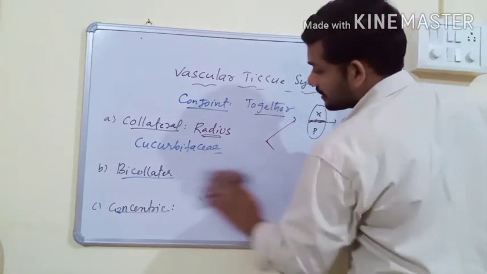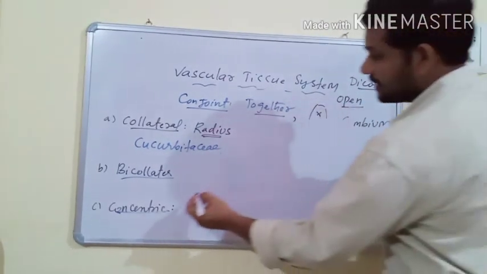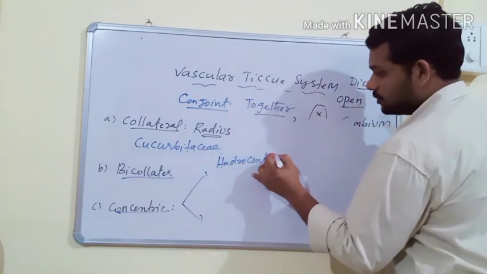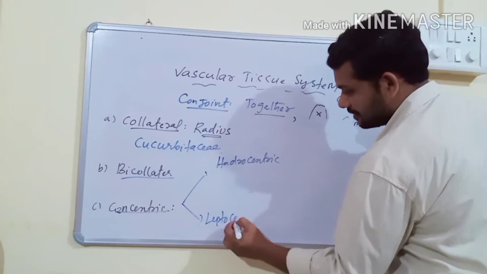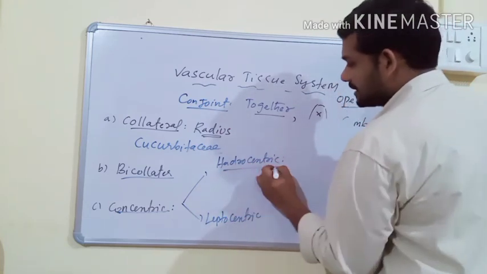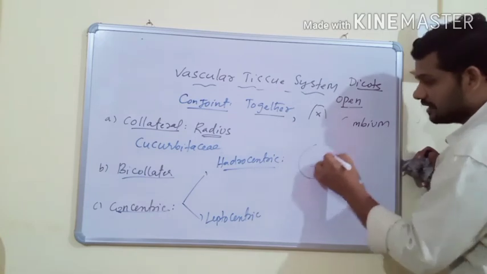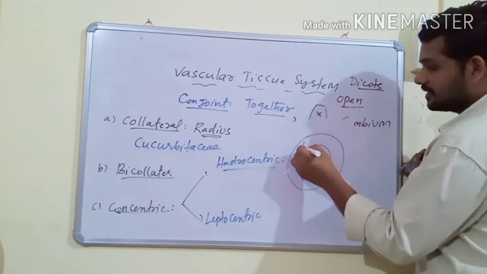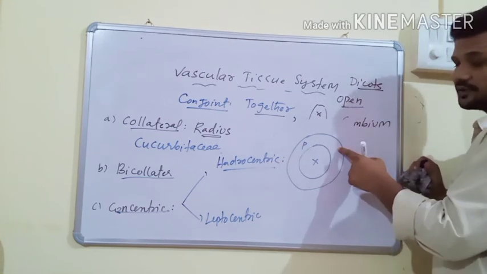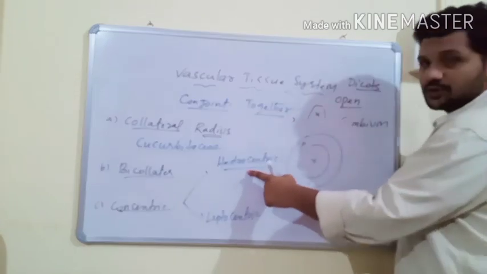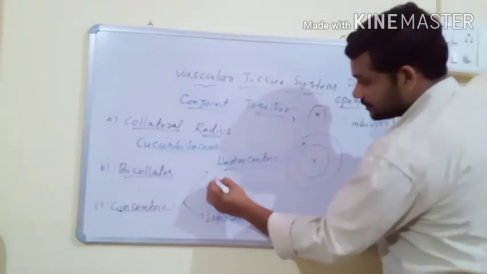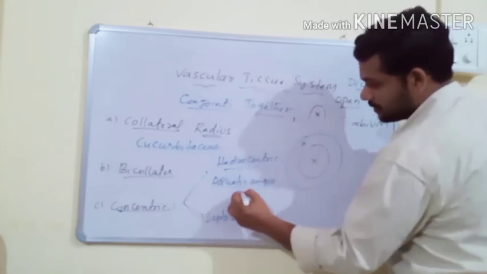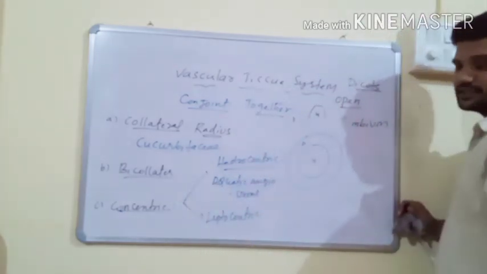Concentric vascular bundles are again of two types: hydrocentric and leptocentric. Hydrocentric: hydro means xylem. It means xylem is present in the center and is surrounded by phloem; this is xylem and this is phloem. If xylem is surrounded by phloem, then it is known as hydrocentric. And hydrocentric vascular bundles are usually present in aquatic angiosperms.